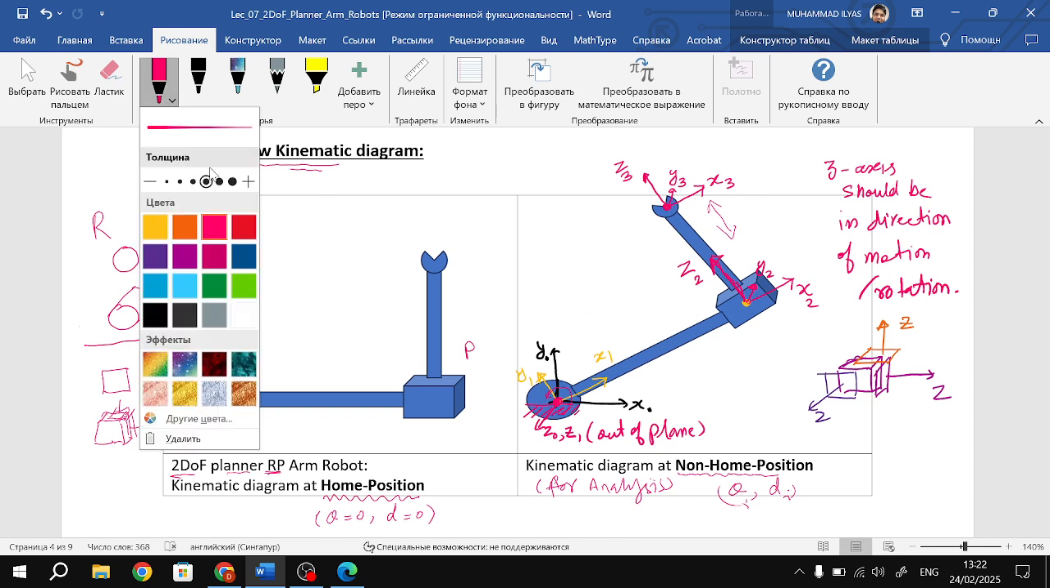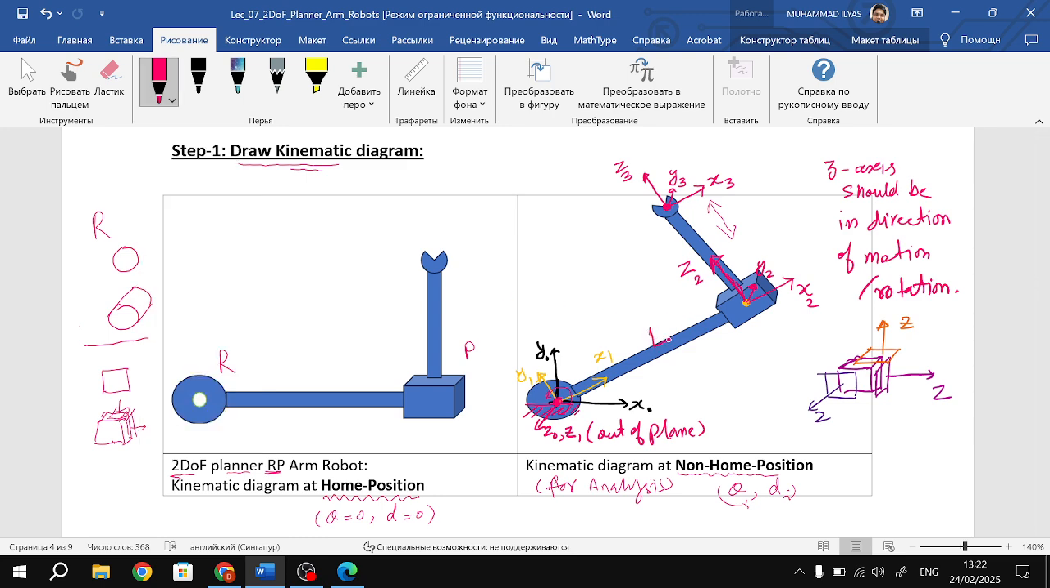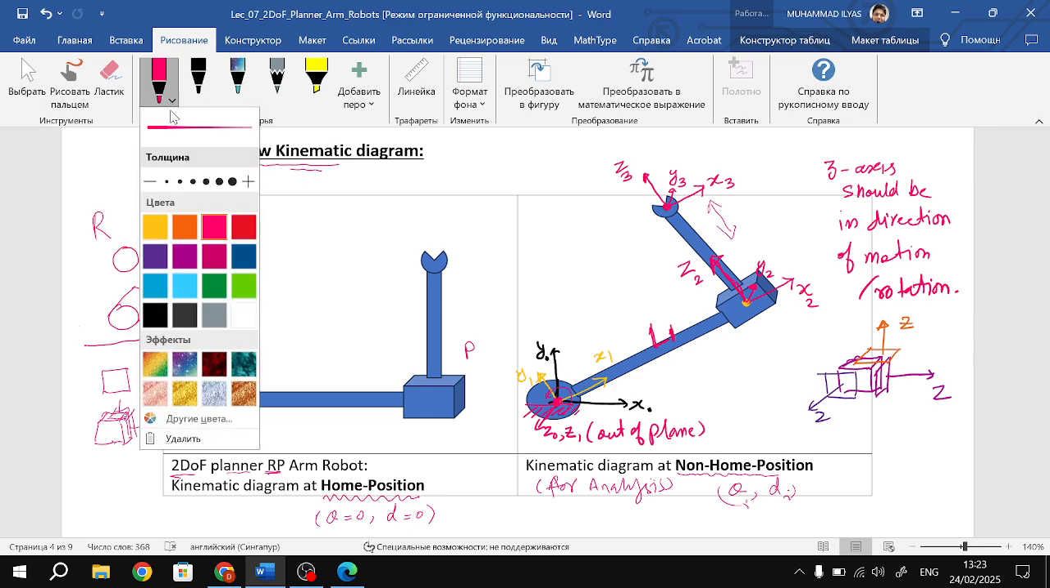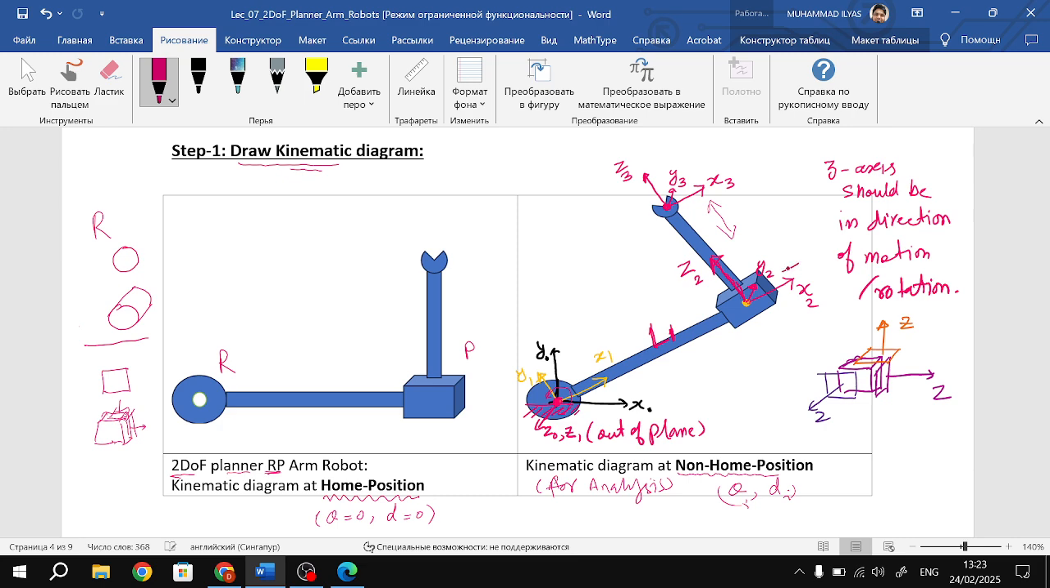We have to attach the link lengths. So this is L1, the distance from here to here. And second, we have to decide the joint variables. We have not decided yet. So first we have the base frame x0 y0, and also x1 y1 at the same location, and it is rotating about the z-axis.